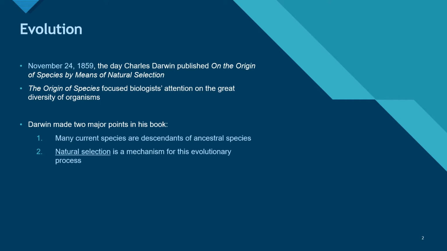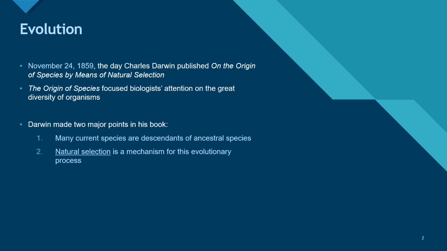In this book, Darwin made two main points that people took away. The first one is that many current species are actually descendants of ancestral species. That's where the evolution part comes in: we have all evolved from something. We didn't just appear one day. And the second one is that natural selection is the mechanism for this evolutionary process.